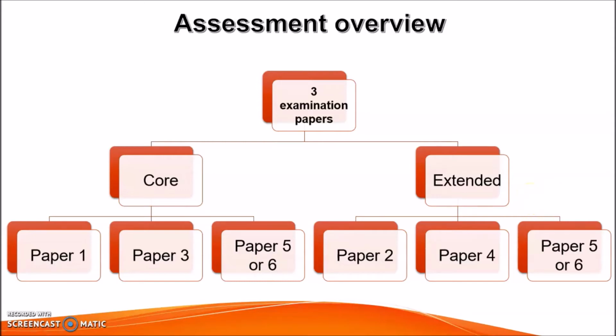Whereas, for candidates who have studied for the extended subject content, which means studied the content for core and supplement, and who are expected to achieve a grade C or above, should be entered for paper 2, paper 4, and either paper 5 or paper 6. Basically, these candidates will be eligible for grades A* to G.